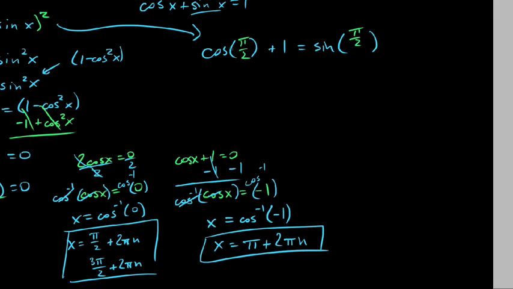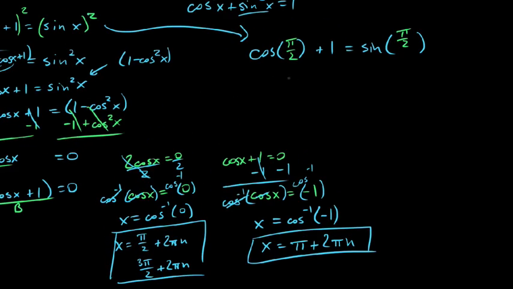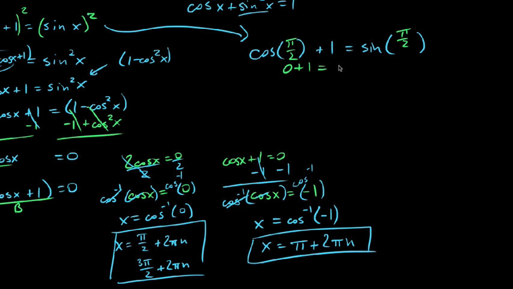If I put in pi halves here, let's make sure this works out. Cosine of pi halves is 0, so 0 plus 1 equals sine of pi halves. And sine of pi halves, you can see here, is clearly 1. So 0 plus 1 equals 1, and of course this checks out. So pi halves is actually one of our keepers. This is one of our solutions.